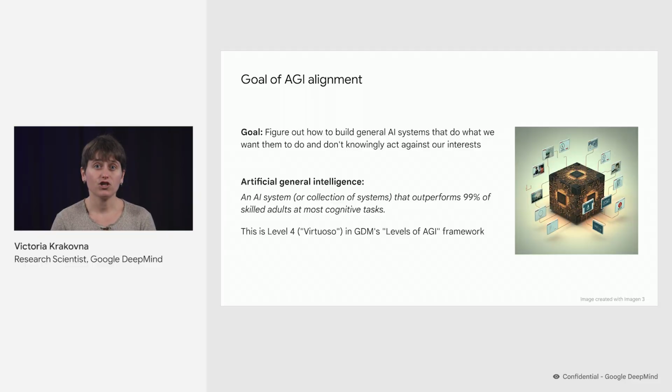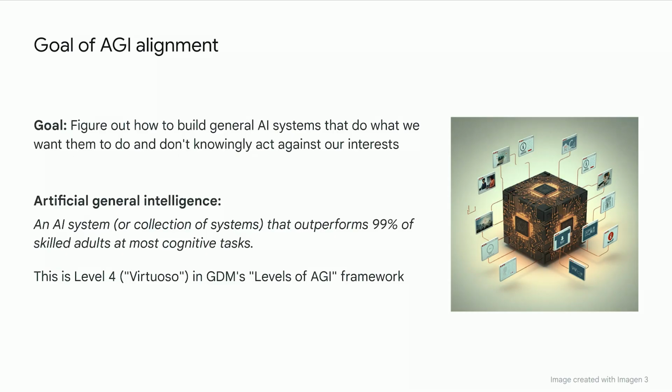So this definition of AGI is at level 4 in our Levels of AGI framework, if you'd like to read more about it. And given accelerating progress in AI, this is actually a possibility in the medium term, as large language models are showing increasing capabilities in various cognitive tasks. And we can expect some unique challenges in getting these advanced AI systems to do what we want.